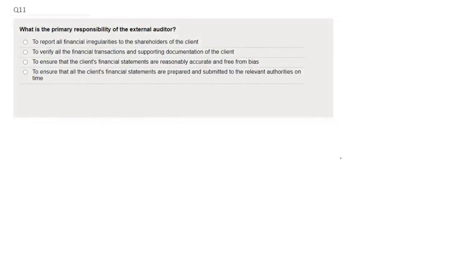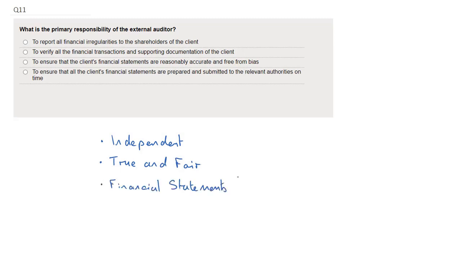What is the primary responsibility of the external auditor? Well, as soon as I see this question, I start to think about the key elements of an external auditor's responsibilities. The responsibility is to provide an independent opinion. They provide an opinion on the truth and fairness of the financial statements of an organisation. And they have a responsibility to report to shareholders.